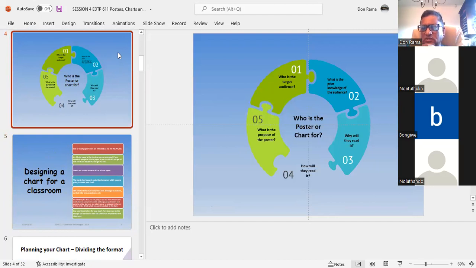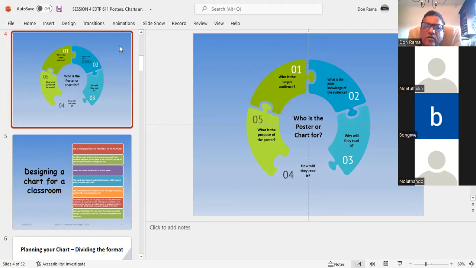Now, why is it important in the school situation? If, for example, you are teaching in the senior FET phase, and you're teaching, let's say, in a grade 11 class, you cannot make a poster that is fit for a grade 7 class. So you always must take into account the level of understanding of your learners, and the chart must be suitable for that level of the learners.